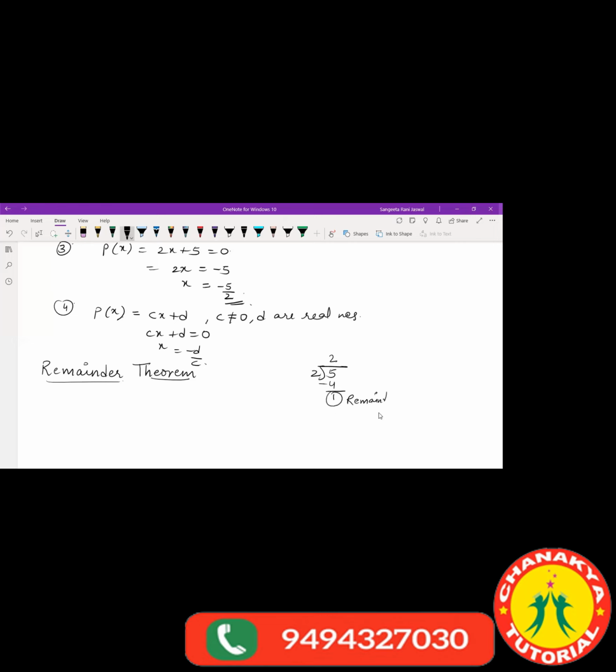We all know this. And this part is called dividend. This part is called divisor. And this part is called quotient. Everyone knows this? Yes, ma'am. So we write here: dividend is equal to divisor into quotient, please remember, plus remainder.